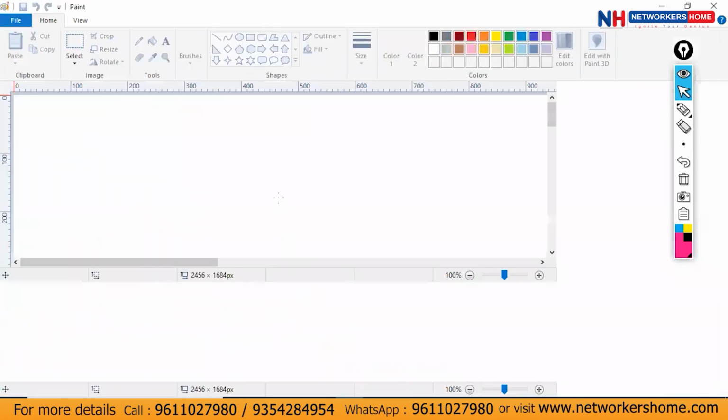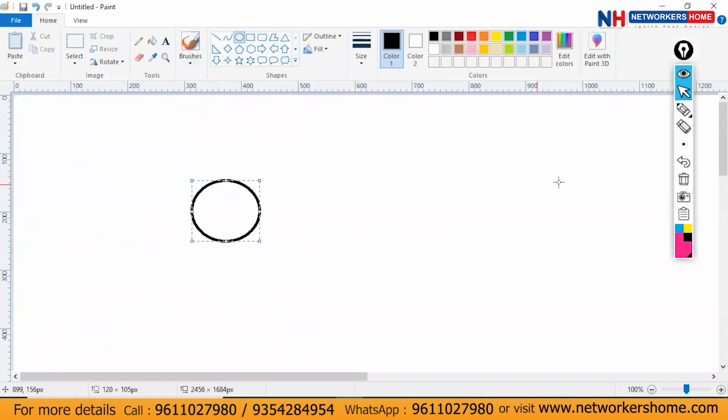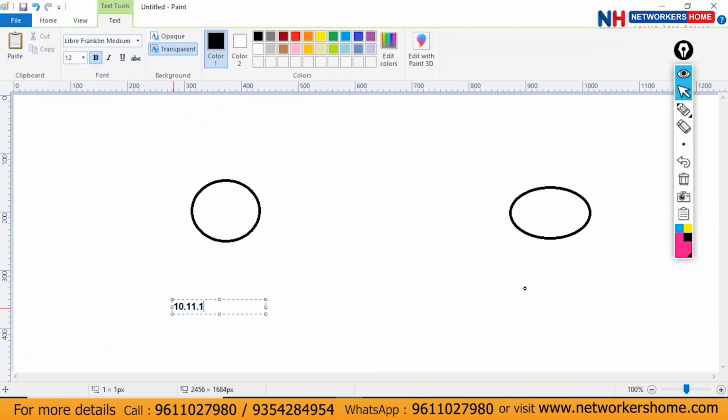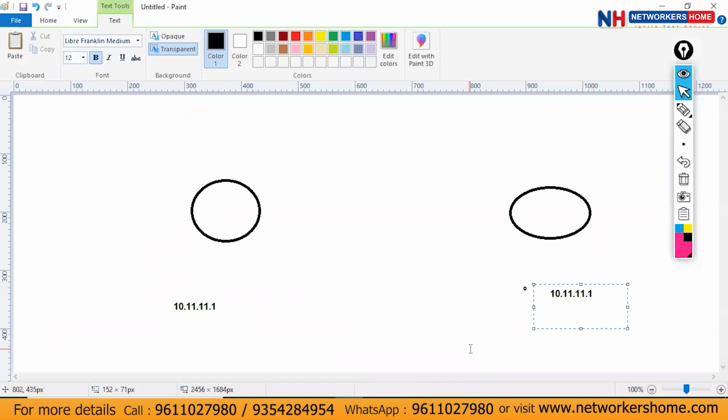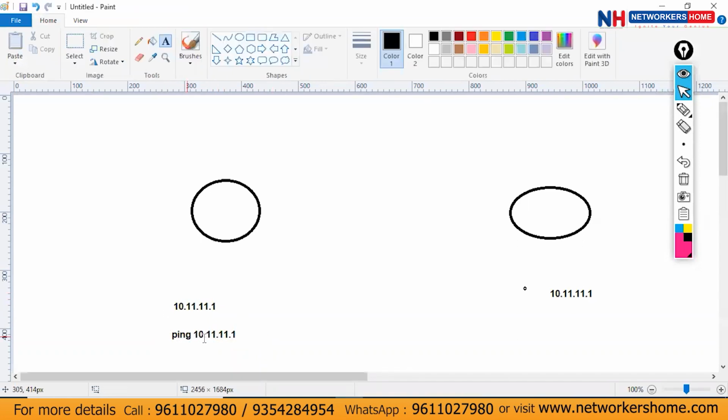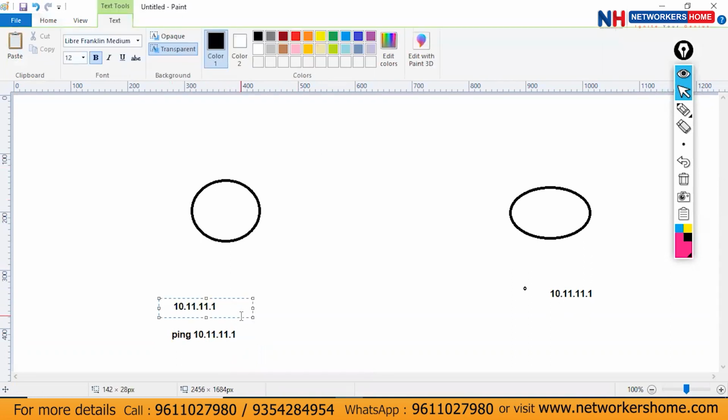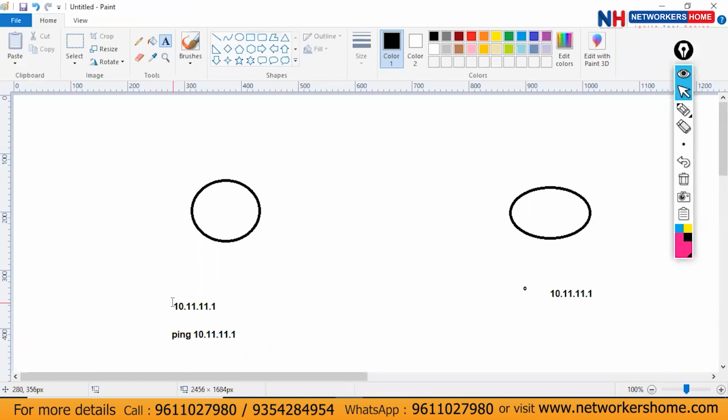For example, if you have two sites, and you have a 10.11.11.1 IP on one host, and the other site also has a 10.11.11.1, I'll say ping the other site's 10.11.11.1. If you try to ping from here, do you think the request will go through your device? No, you'll be pinging yourself only, right?